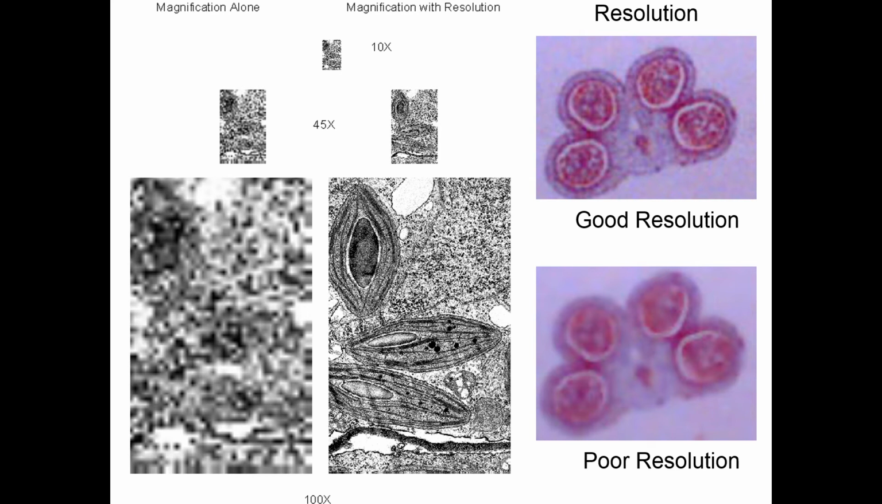Now, you notice that as you increase magnification by itself, the image begins to blur. But if you have resolution, the image becomes much more clear, and you can see the finer details. You can see all the cellular components, all the internal structures.